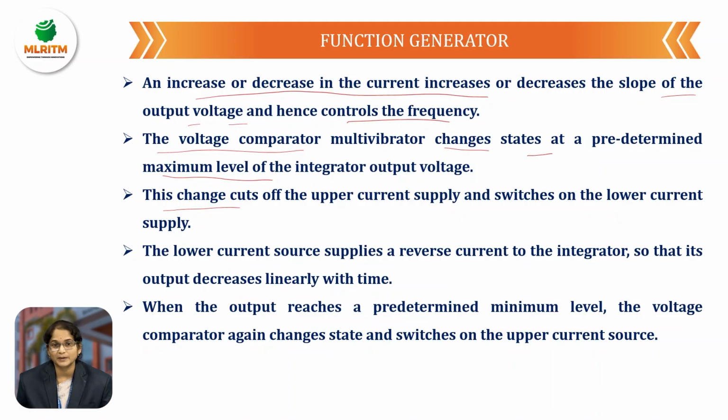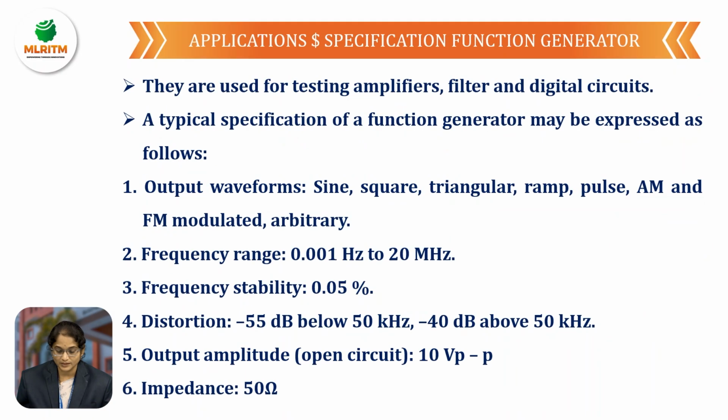Whenever it reaches the particular reference level of the capacitance, it discharges the current. At that time the lower constant current source is on and the upper constant current source is off, so the current discharges. Whenever the upper constant current source is on and the lower constant current source is off, the current charges up to the required level. This current is given to the integrator and discharges to that particular level.